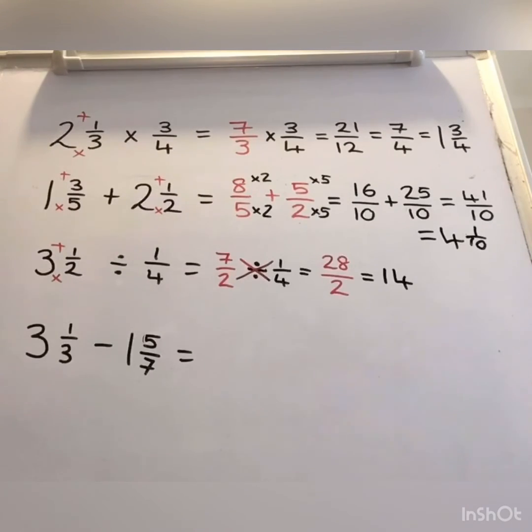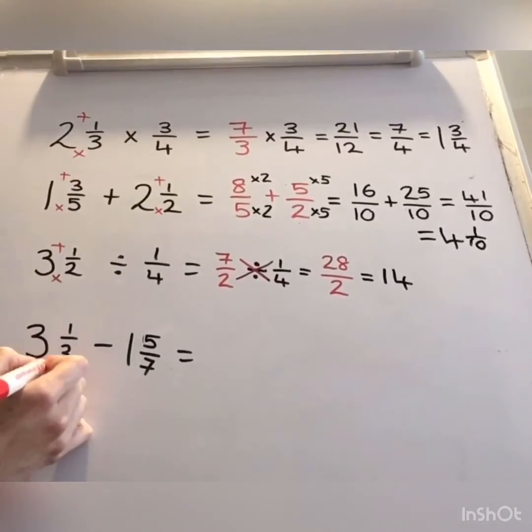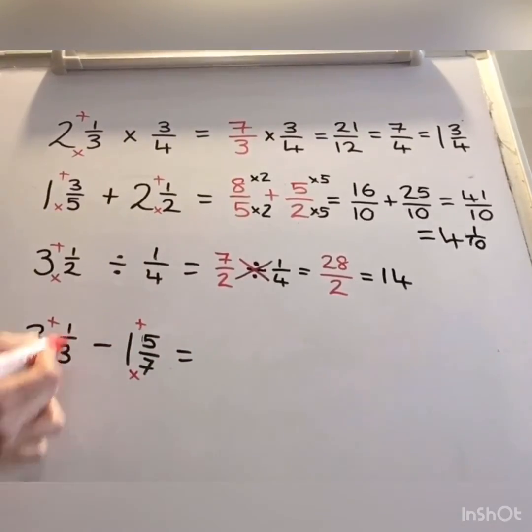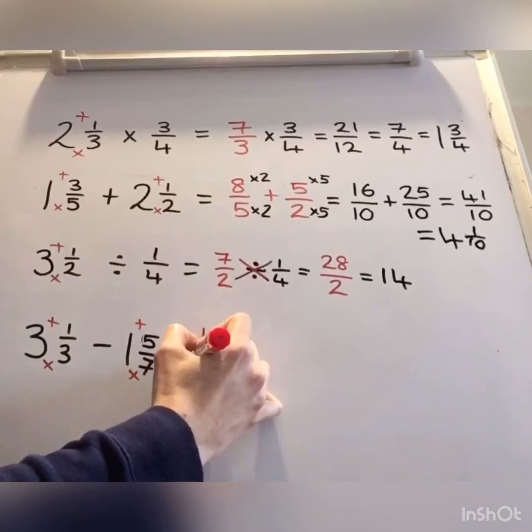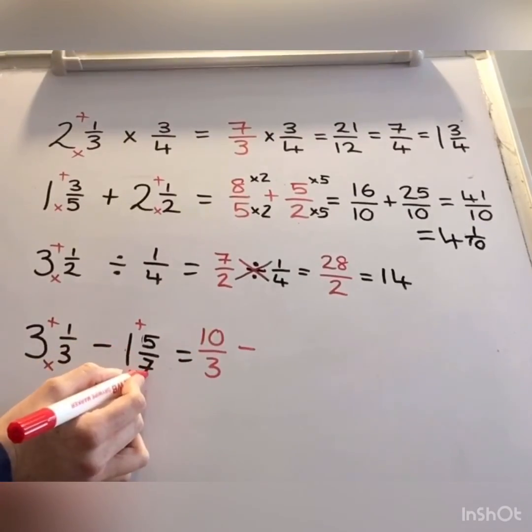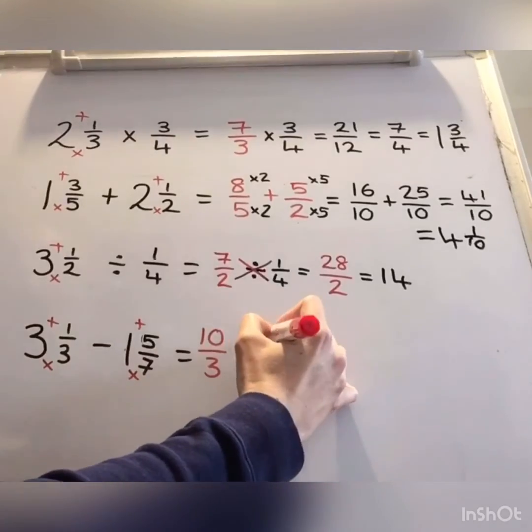Okay, and the last question, so the subtraction is quite similar to the addition, where there's quite a lot of steps to this. So we're going to change them both again. 3 times 3 is 9, add the 1 is 10, so I get 10 over 3, subtract 1 times 7 is 7, add the 5 is 12.